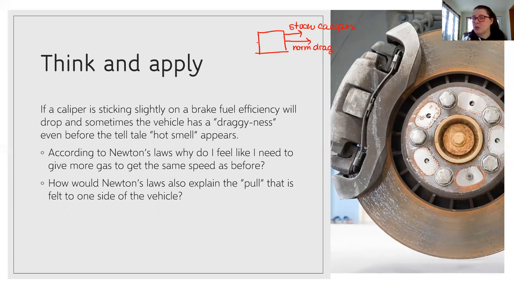So what do I feel like I have to do with the engine in order to balance that? I need more engine push. It has to be larger. The engine push has to be larger than the drag and the stuck caliper in order to get that vehicle to start moving, to get off a zero line. So that's why I feel like I need to give more gas. It's because there's too much force in the other direction. I have to add more force so that I can accelerate. More force than usual because we've got extra drag.